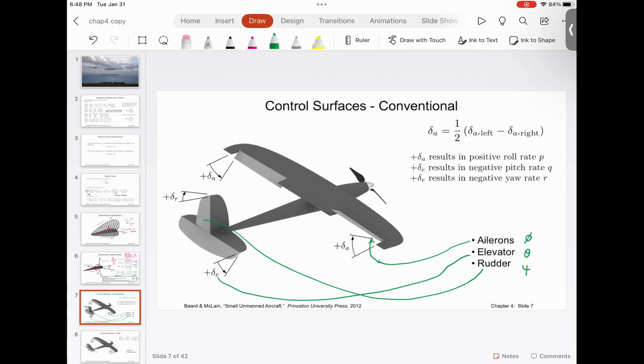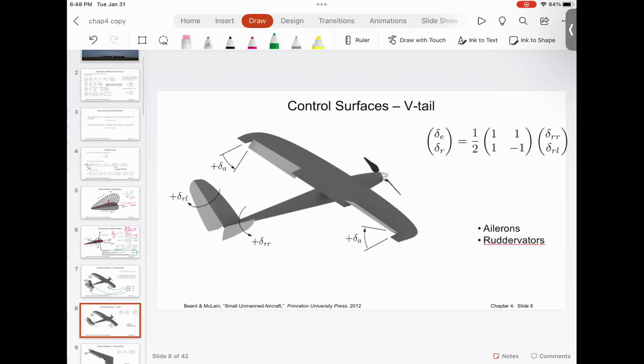And please understand what makes positive or negative. I want you to understand that a positive sign indicates that the roll, pitch, and yaw is going to be positive. So if the deflection of the control surfaces results in a positive angle of roll, positive angle of pitch, and positive angle of yaw, that deflection is considered positive. This is just a typical convention.